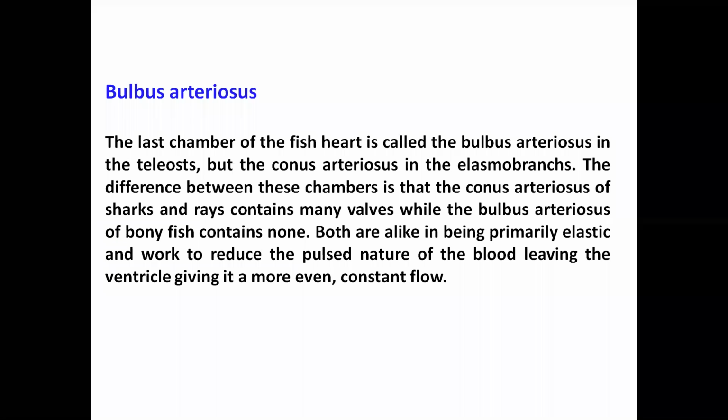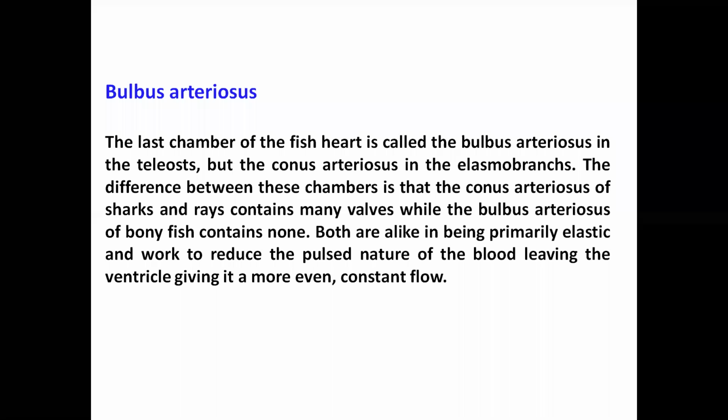Now the fourth one is the bulbus arteriosus in case of teleost, and conus arteriosus in case of elasmobranchs. The difference between these two, why one is known as a bulbus and the other as a conus, is that the conus arteriosus has many valves on the wall. The conus arteriosus chamber has many valves, but the bulbus arteriosus, which is present in the bony fishes, doesn't have any valve.